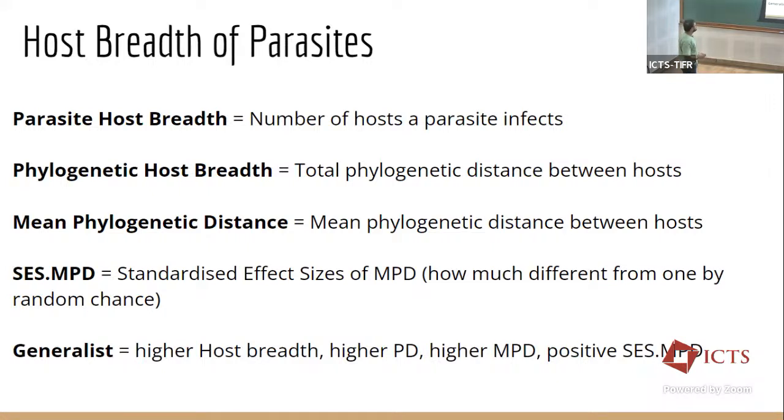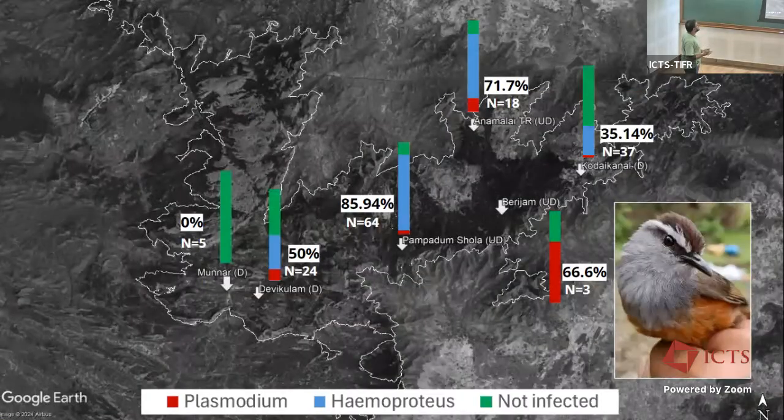So this is how the generalist will have higher host breadth, same thing. Yeah. And then these are some of the patterns that I'll just quickly show, I already showed. Look at this. Kodaikanal is a disturbed site. Then Devikulam, Munnar are disturbed sites. Fairly low infection, 35%, 50%, 0. But again, the number of individuals is very small. Look at Pambadum Shola, Anamalai Tiger Reserve, Berijam. These are protected areas. And the infection just shoots up to like 66%, 85%, it's very high.